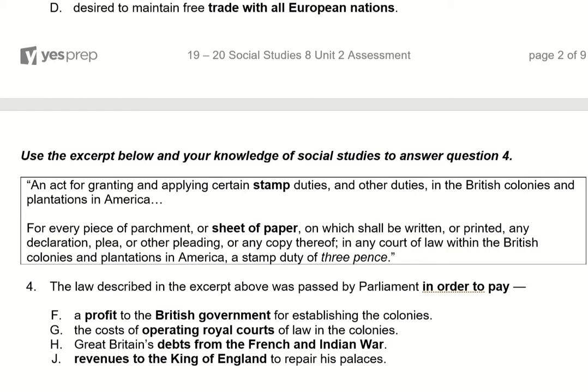Number 4. The law described in the excerpt above was passed by Parliament in order to pay F. A profit to the British government for establishing the colonies. G. The cost of operating royal courts of law in the colonies. H. Great Britain's debts from the French and Indian War. J. Revenues to the King of England to repair his palaces. Pause to choose your answer.